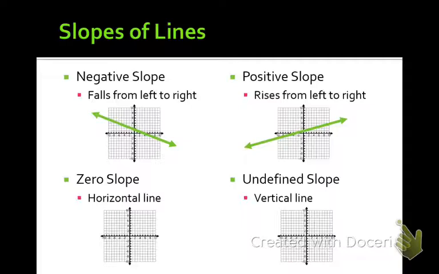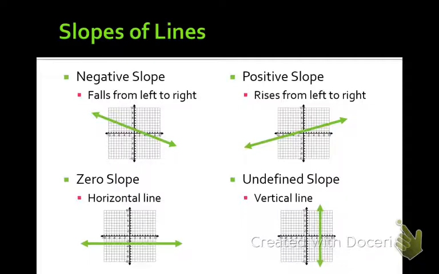Zero slope. Zero slope would be horizontal, because your change in y is the same number. If I pick two points on this line, my y would be the same number. The y doesn't change, so you're subtracting the same number on top, and you get 0.